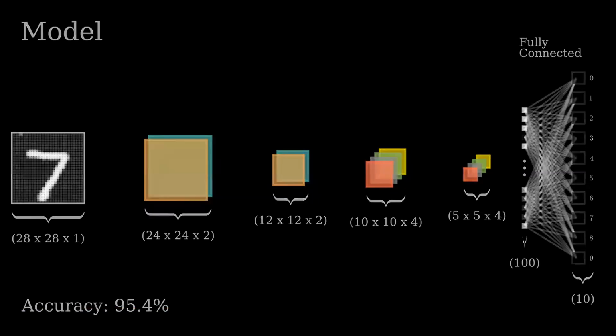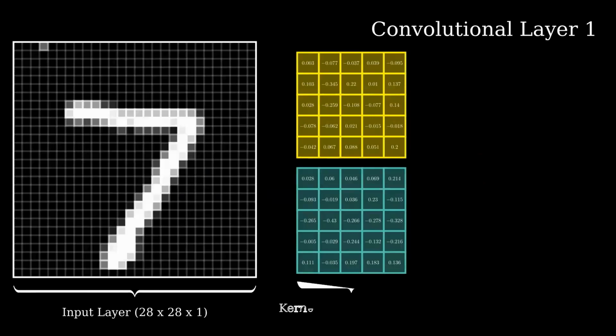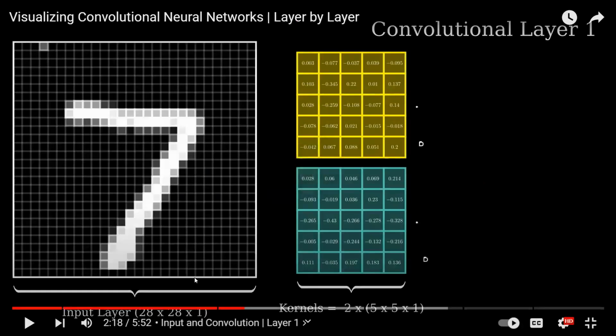Let's see the model in action. We start with the input layer, which is a 28 by 28 by 1-dimensional grayscale image. The image is fed into the first convolutional layer that consists of 2 5 by 5 by 1-dimensional filters. And guys, normally, what is the filter size that we use? And in your assignment, 3 by 3.